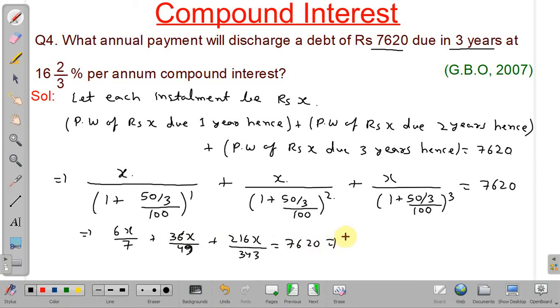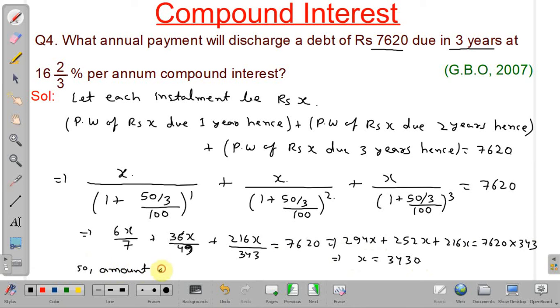So we will take the LCM and the LCM will be 343. So we will get 294x plus 252x plus 216x equal to 7620 into 343, and this will give x equal to 3430. So the amount of each installment is equal to rupees 3430. This will be our answer.